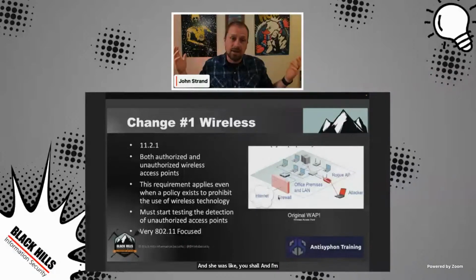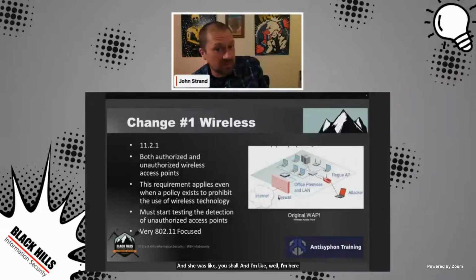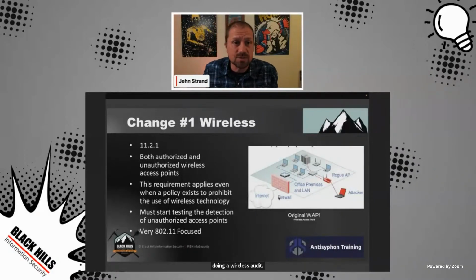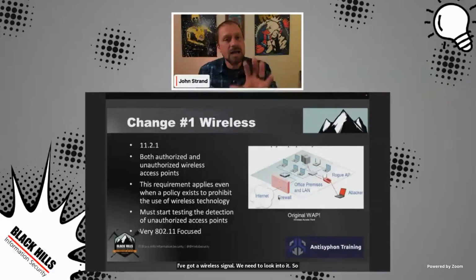And I'm like, well, I'm here doing a wireless audit. It's what we have to do for our security certifications as part of the government's requirements for securing it. I've got a wireless signal. We need to look into it. So they let me go in and I found a wireless access point in an executive's office on his desk. I went in, talked to him, very nice gentleman. And I said, hey, can't have that. He goes, oh, why? And I'm like, well, we're in a secure facility and it's an air gap network and you have this wireless access point.